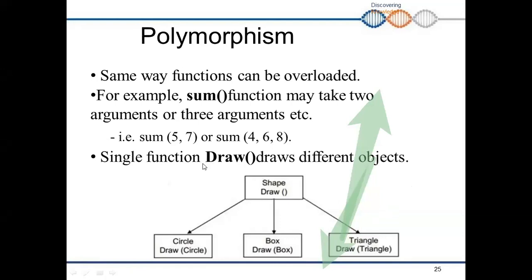So our next example is the draw function. As we discussed previously, here we have a function draw shape. So we can draw a circle, draw a box, and draw a triangle. So there are many forms of our draw function.